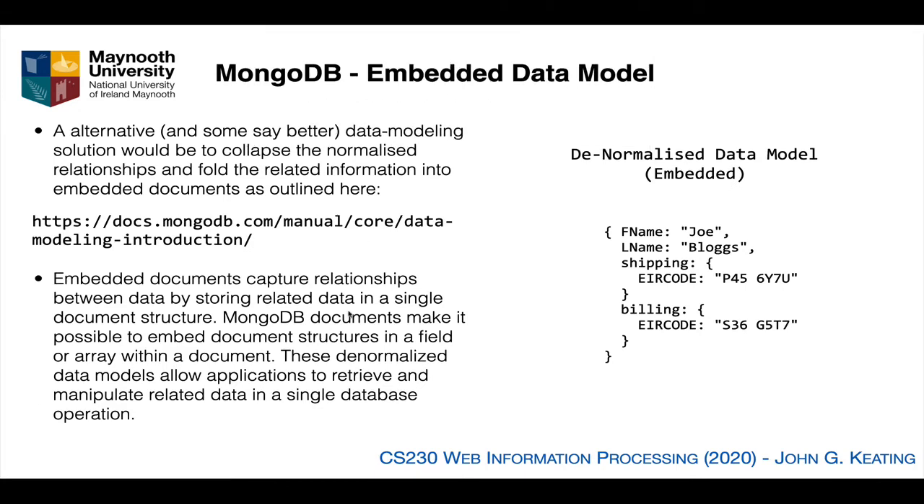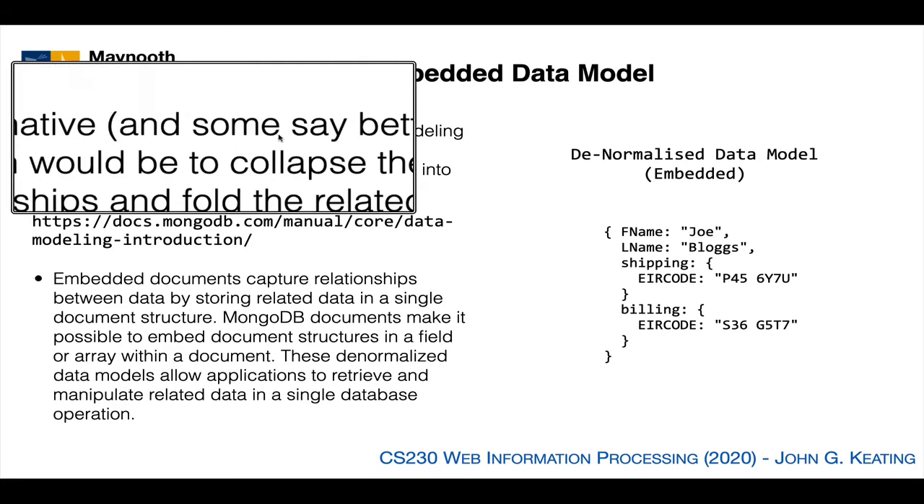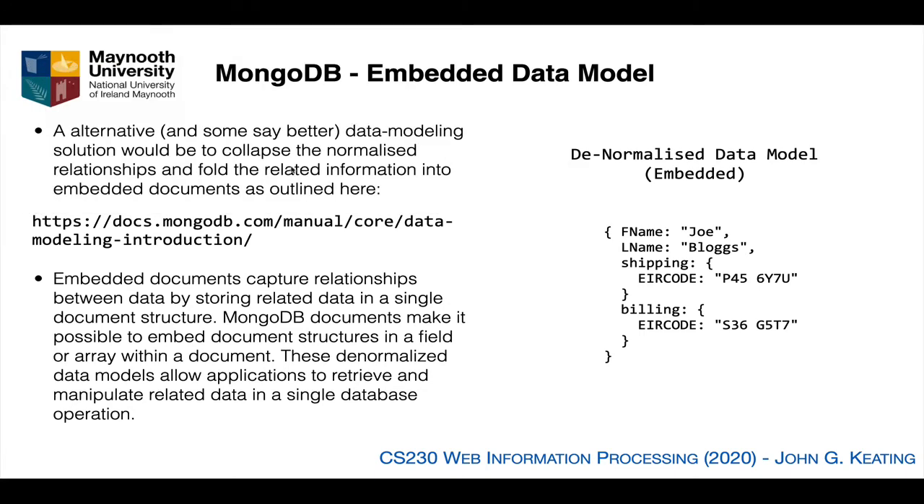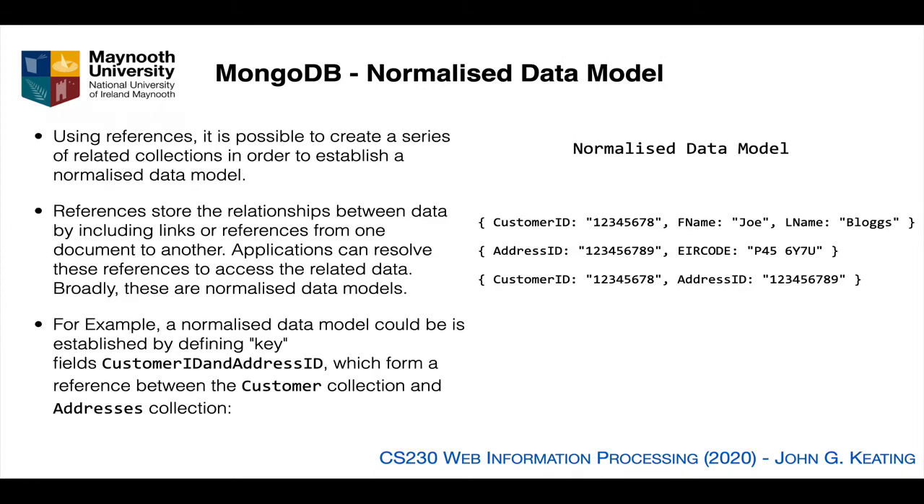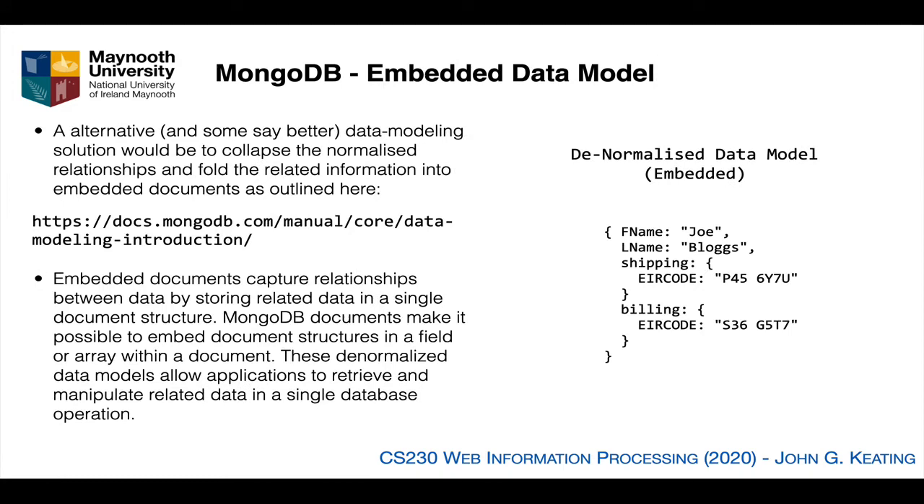So the embedded data model is the alternative way. And some say better, okay? Some say better for data modeling. And the way to do that then will be to collapse the normalized relationships and fold the related information into embedded documents, as we have here. Okay, so here we have a data model for Joe Bloggs, and we have the shipping address and billing addresses embedded rather than having two separate tables as we could have done here. And we can find a little bit more about embedded documents in the data modeling introduction again.